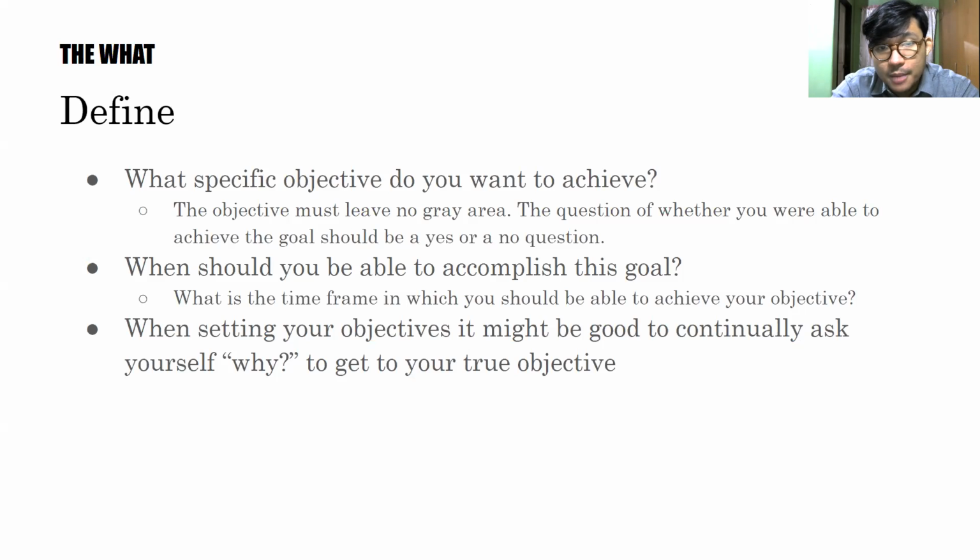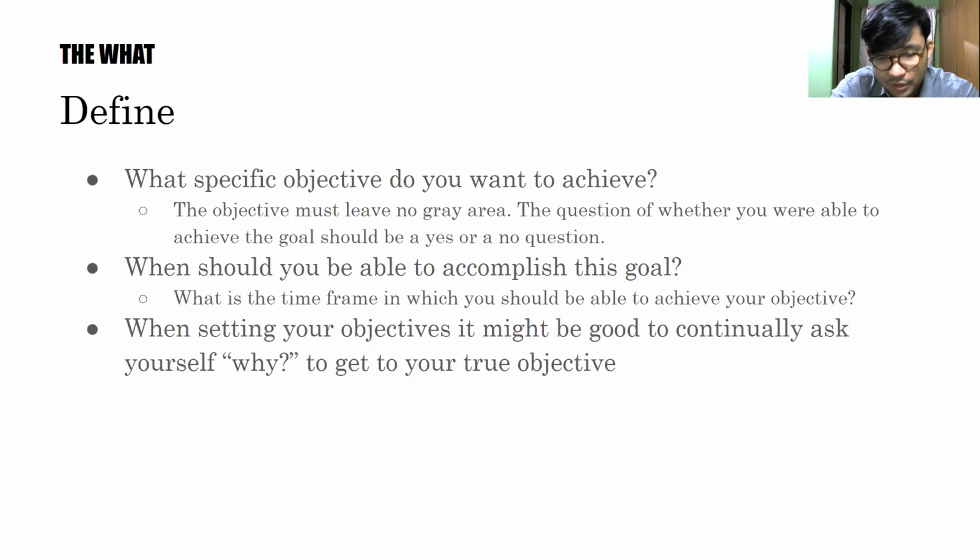The question of whether you were able to achieve the goal or not should be a yes or no question. So let's say your goal is "I want to be healthy" versus a goal of "I want to lose 5 pounds." When you say "I want to be healthy," it's not clear. What is healthy? How do you define what a healthy person is? You can define it by their weight, their blood test, cholesterol or whatever. Once you break down that very vague goal of being healthy into these specific metrics, it becomes a lot clearer whether you have been able to achieve it or not.